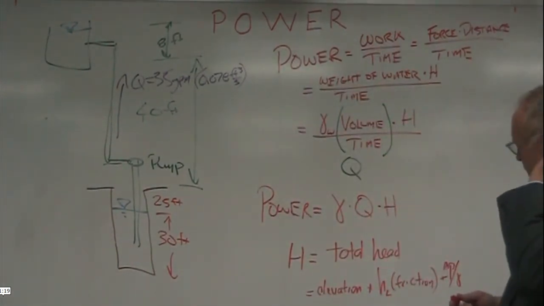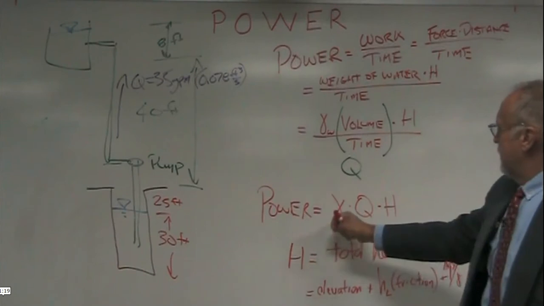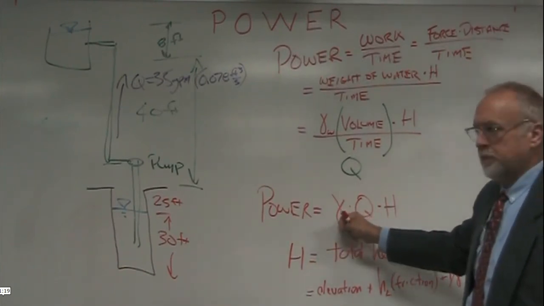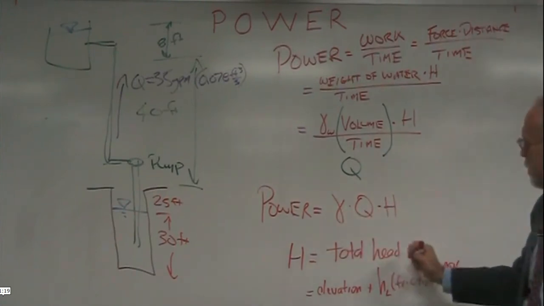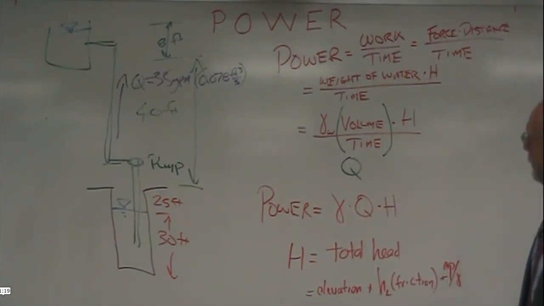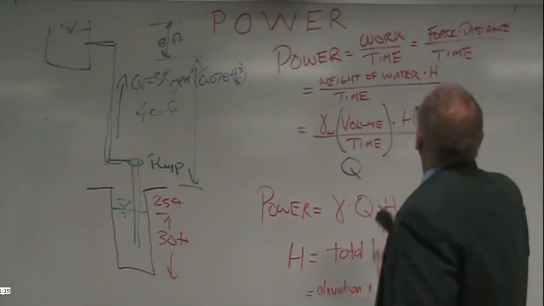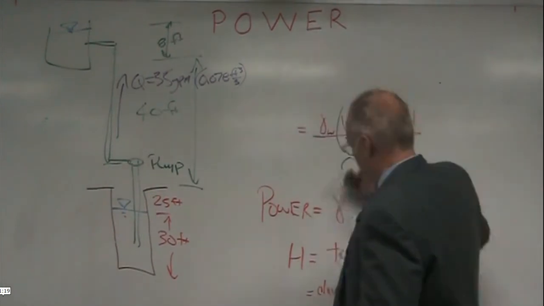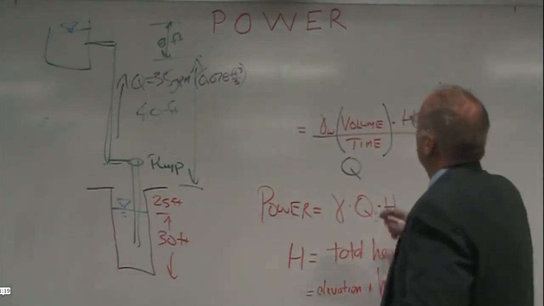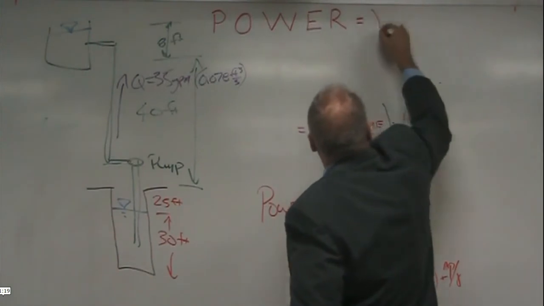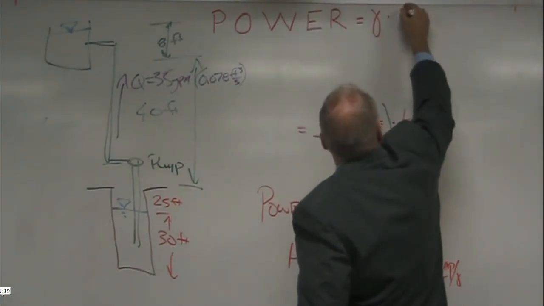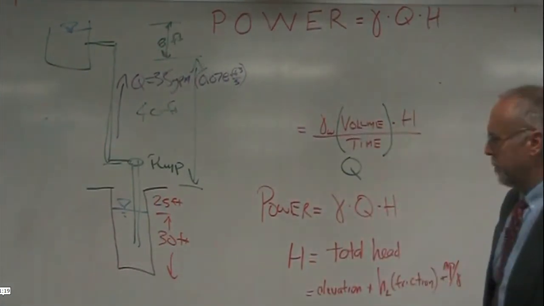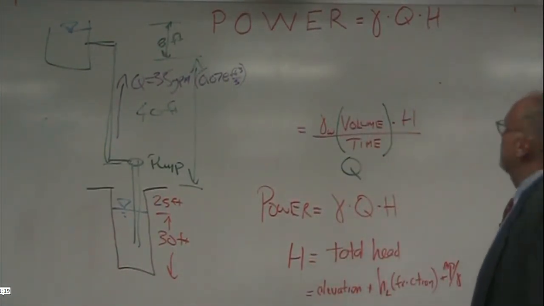So the power is gamma Q, the flow rate. Gamma is the specific weight of the fluid. H is the total head that we have to raise it. All right, let me write my equation up here, and then we'll do our specific problem. So we said power equals gamma Q times H. I'm using a big H on purpose here. I don't want to mess around with a small H.